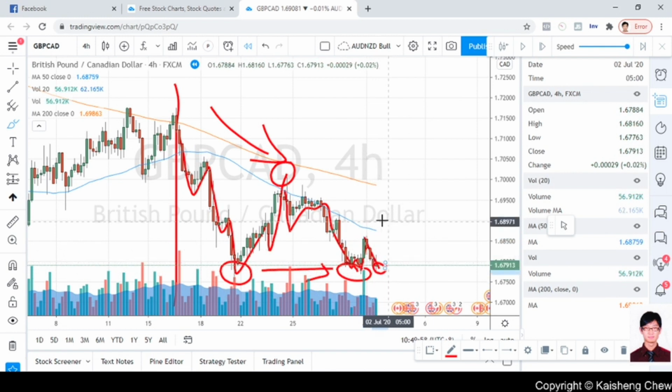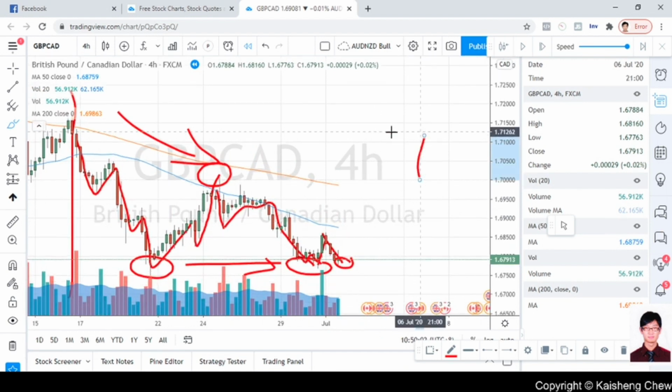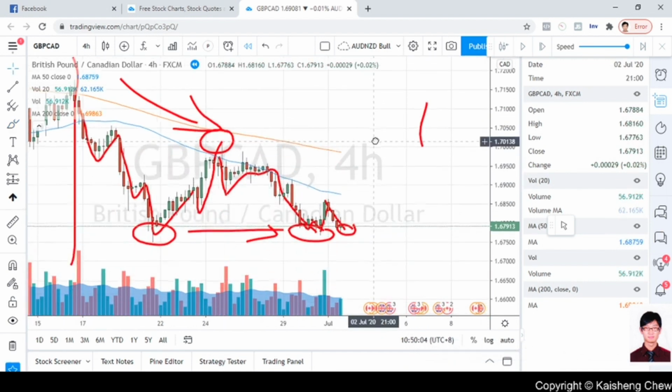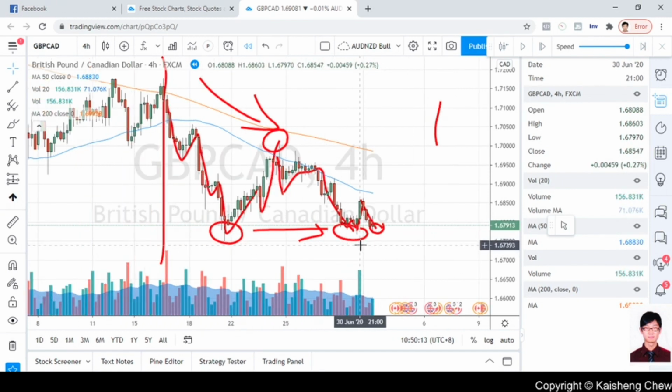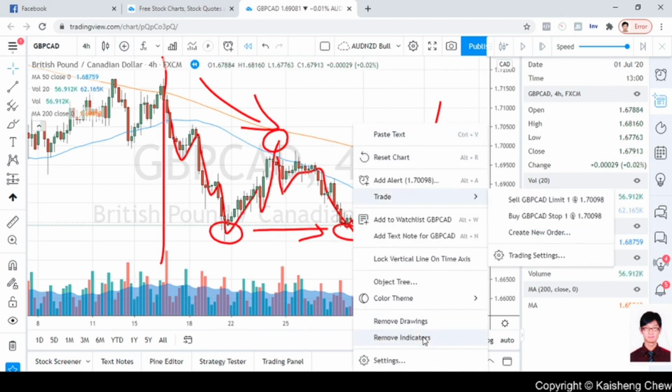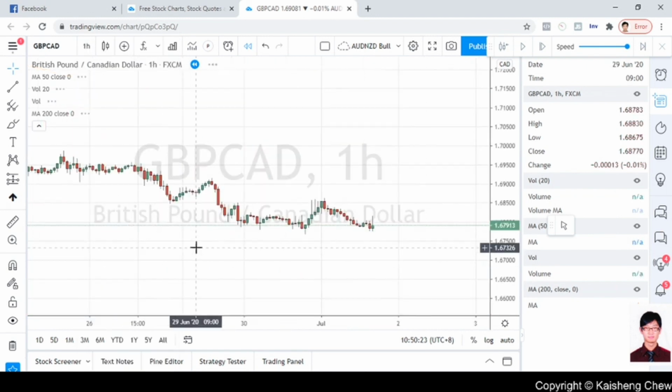Now we need to dig more inside and see what happened in this area, what happened in the lower time frame. Everything you can see in the 4 hour is a downtrend, but your downtrend has trouble now. We need to see if this is a reversal or if the downtrend will continue. So now let's dig inside to the smaller time frame, the 1 hour chart.